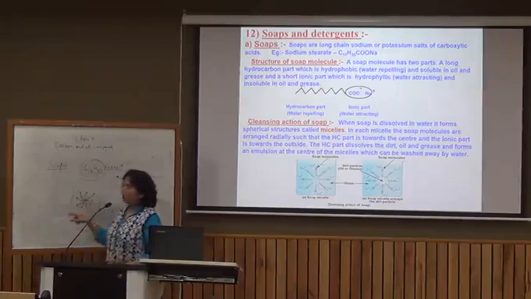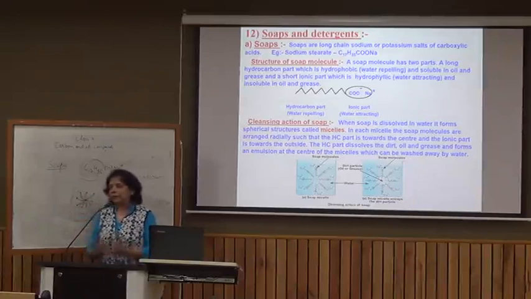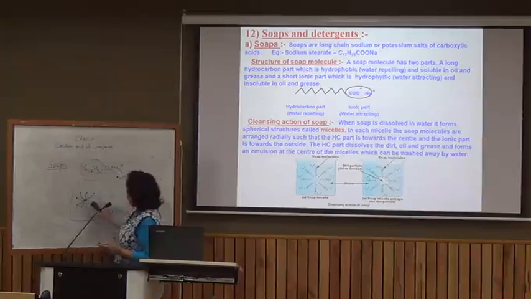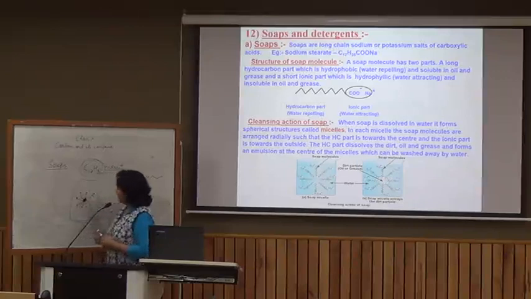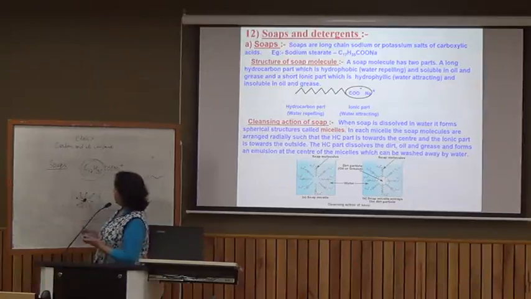What happens when we add dirty clothes to it? Now dirt, as I said, is oily in nature. So all of you can see the other diagram here. Now let this be the dirt. The carbon chains will all dissolve in this oily dirt. The orientation will change and the carbon chains will dissolve in the oily dirt, whereas the ionic end will remain in water.